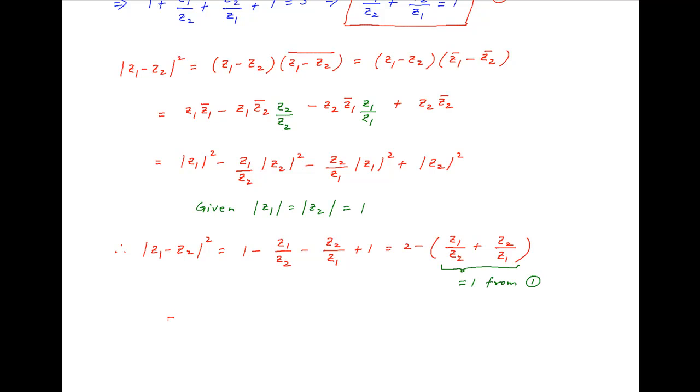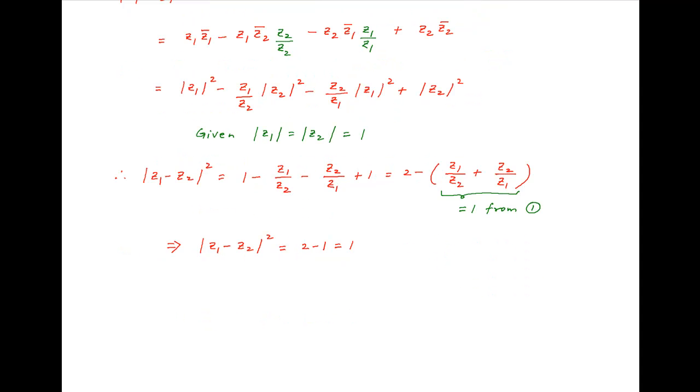it follows that the square of the absolute value of z1 minus z2 is equal to 2 minus 1, which is equal to 1. Now since the absolute value of z1 minus z2 is a positive number, it therefore follows that the absolute value of z1 minus z2 is equal to 1. And this is the required answer.